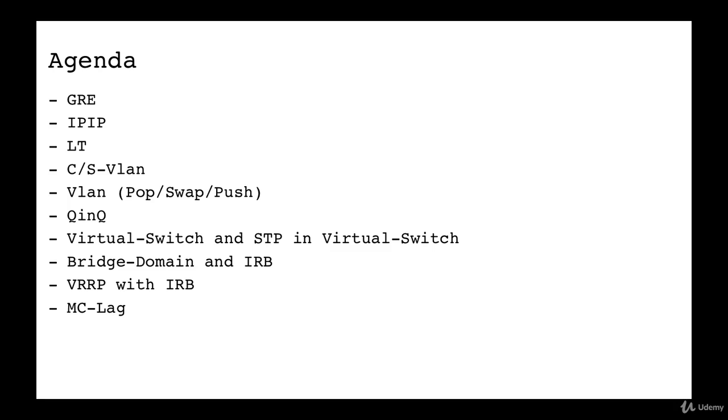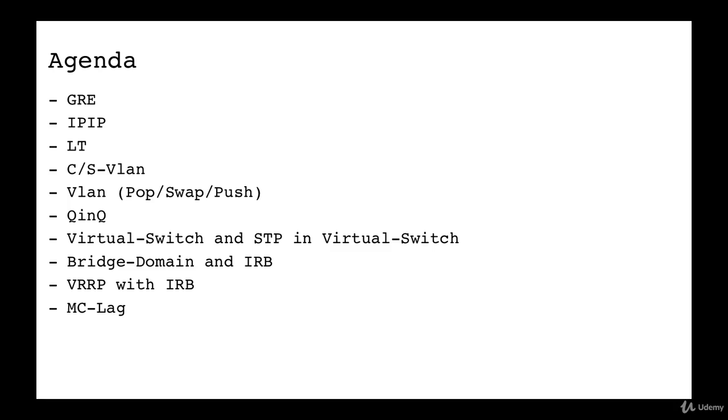We'll cover the C and SVLAN aspects, like where do you see the CVLAN, where do you see the SVLAN. We'll see various VLAN pop, swap and push operations. We'll then go with QinQ tunnel implementation, and we'll implement various QinQ tunneling technologies. Then we'll see what is a virtual switch. We'll construct a virtual switch, and we'll also try to run STP within a virtual switch.